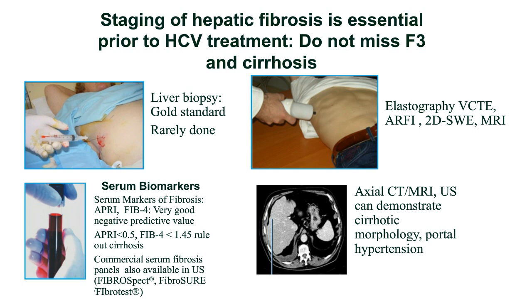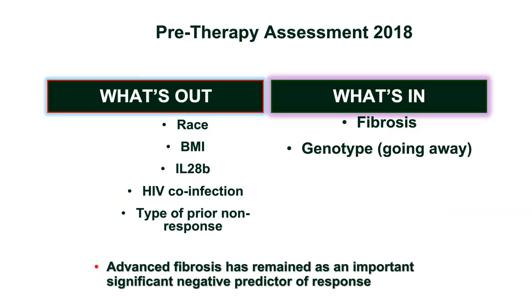So in the pre-therapy assessment now of those with chronic hepatitis C, what is really in is fibrosis. And the reason fibrosis is in is really for two reasons. Number one is because advanced fibrosis, which historically has remained an important and significant negative predictor of response, really determines how we select some durations of therapy in those with chronic hepatitis C. In addition, the level of fibrosis also identifies those at risk for other complications, including hepatocellular cancer, the risk of decompensation, and it affects how we treat individuals.